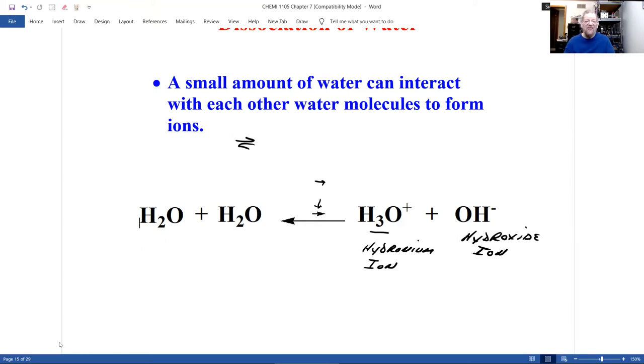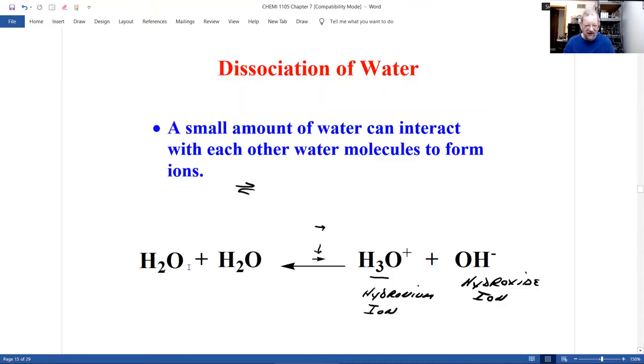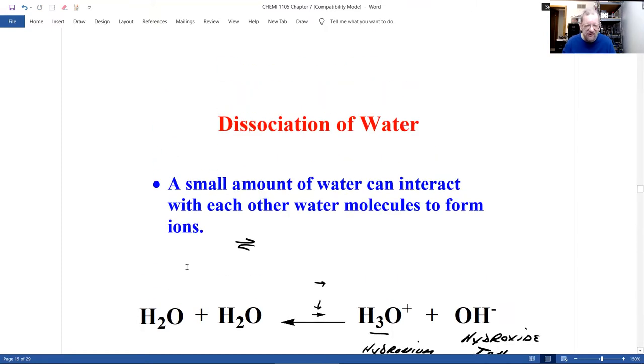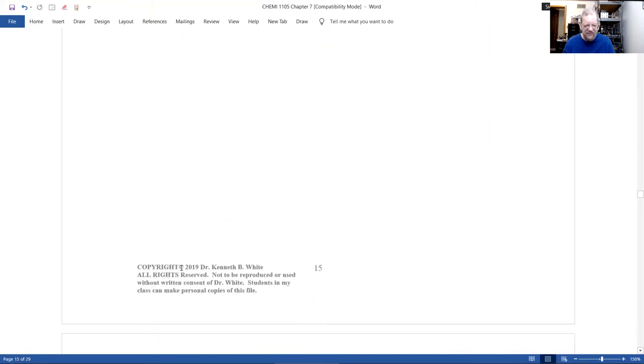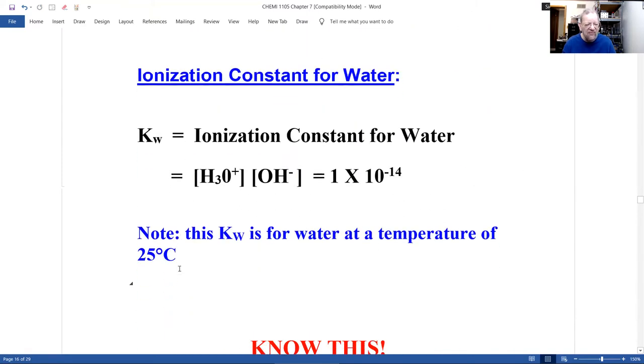And this is important. It plays a major role in our life. This equilibrium, water reacting with itself, is called dissociation of water. And there's a constant called the ionization constant, KW, named after me. No, I wish it was. This was long established before I was ever born.